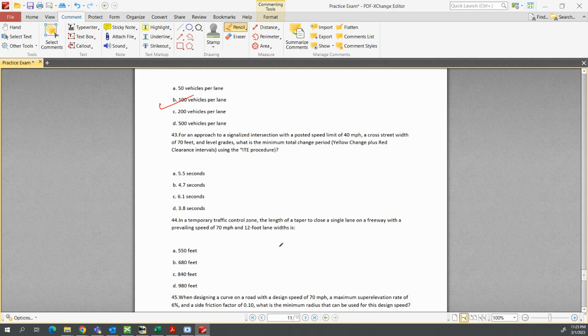So the next problem is, for an approach to a signalized intersection with a posted speed limit of 40 miles per hour, a cross street width of 70 feet and level grade, what is the minimum total change period by the ITE procedure? So this is the initial reaction time, which is 1, as I said. For the ITE method, you will find the formula will always be given to you, right? So don't worry about it too much. And this should be 1.47 times v by 2a plus the all red time. What will be the all red time? This formula will be given, but still I'm trying to make you understand one thing.